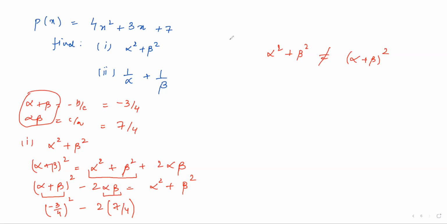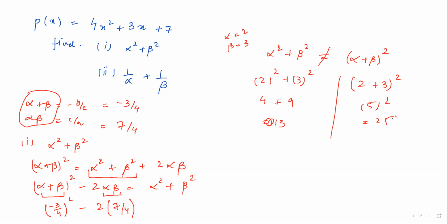For example, you take some values. Let's say alpha is 2 and beta is 3. Now check it. So 2 square plus 3 square, right? What will you get on LHS? This is 4 plus 9, 13. Clear? And now solve this: alpha plus beta whole square, that means 2 plus 3 whole square. So this is 5 whole square, which is 25. Are you getting the same thing? I have just put the values of alpha and beta and checked. I'm not getting the same thing. This side 13, this side 25.